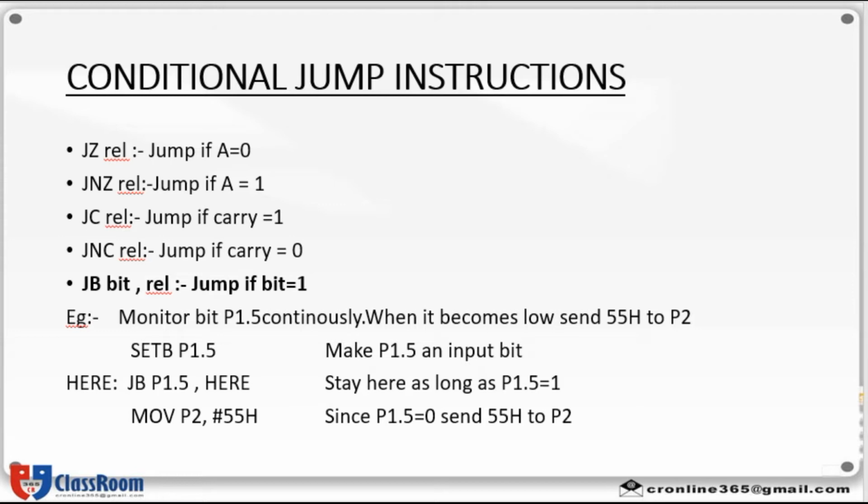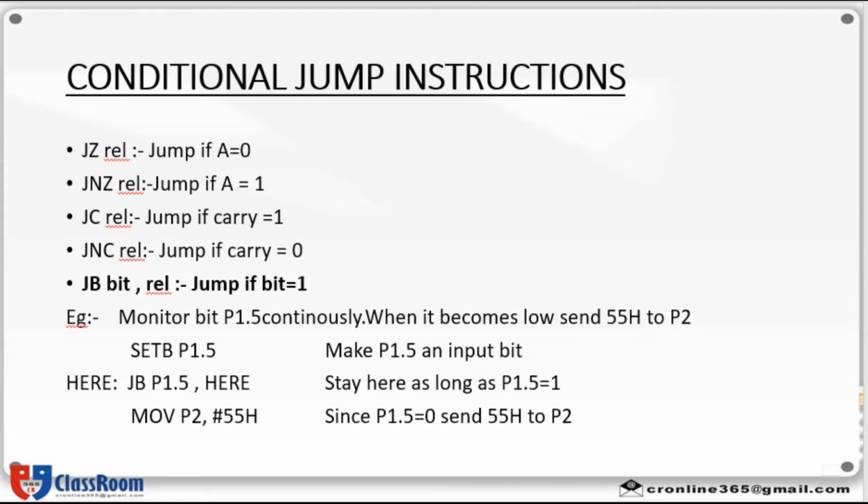So, there are 4 jump instructions. 2 of them are related with the accumulator and the other 2 are simple jump instructions. First one, jump on 0: jump if accumulator content is equal to 0. Then second one, jump on non-zero, which is related with the accumulator content: jump if accumulator is not zero. Third one, jump on carry: if carry value is set, then jump to the specified address location. Then fourth one, jump on no carry: if carry value is equal to 0, then jump to the specified address location.